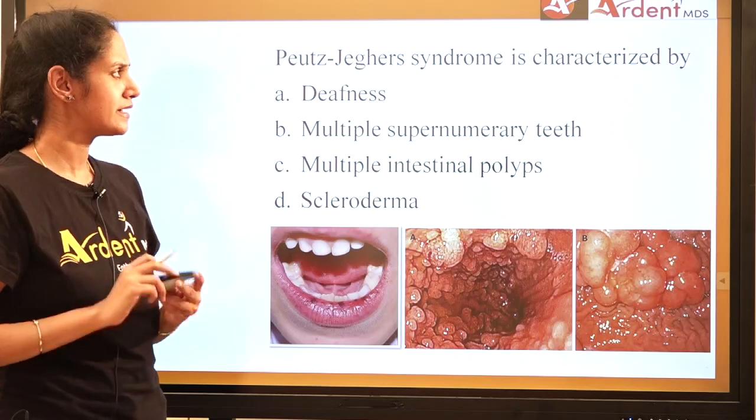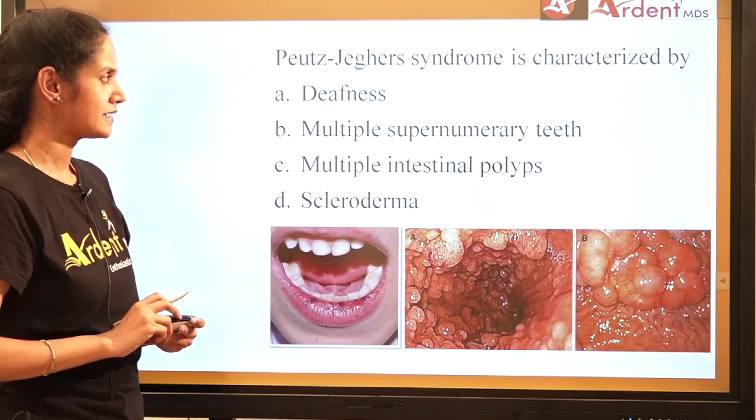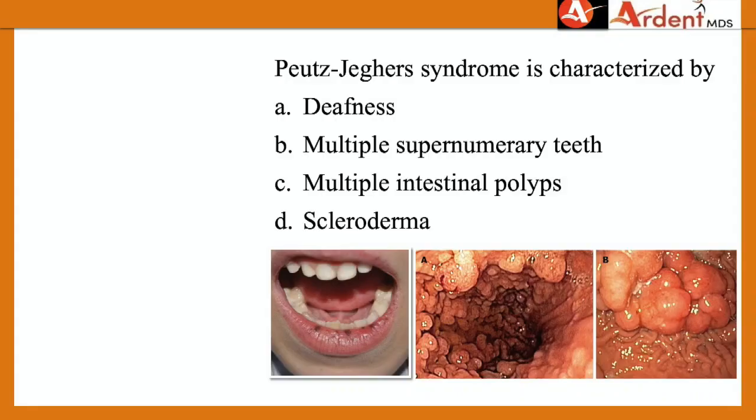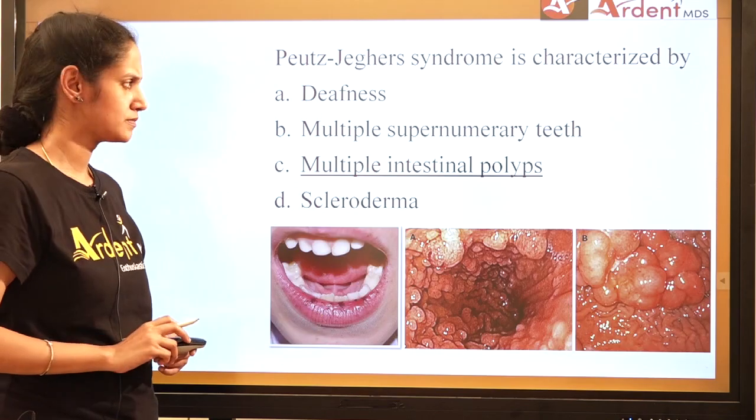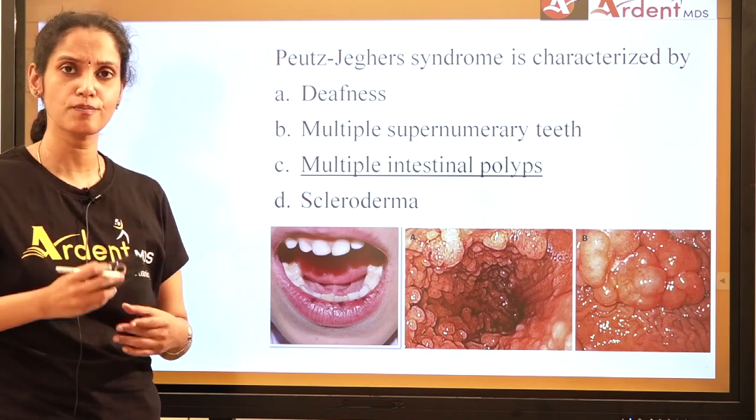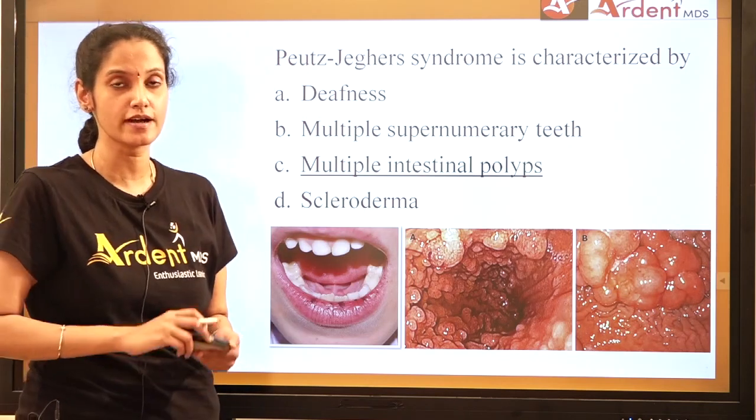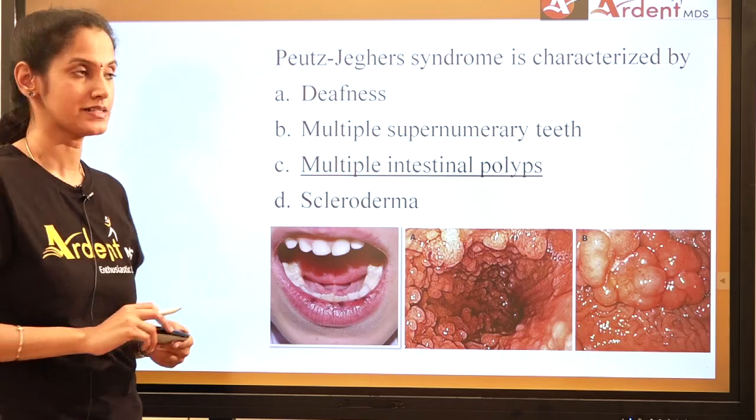Peutz-Jeghers syndrome is again an inherited condition, and it's characterized by multiple intestinal polyps along with perioral pigmentation. There will be numerous gastrointestinal polyps all over the gastrointestinal tract, more commonly in the intestines.